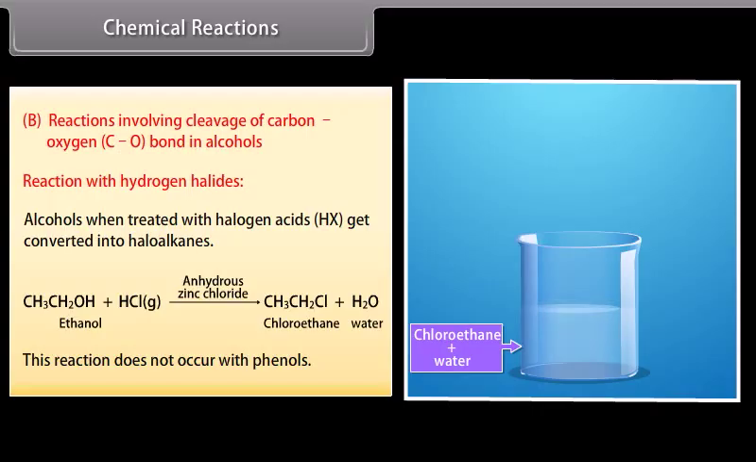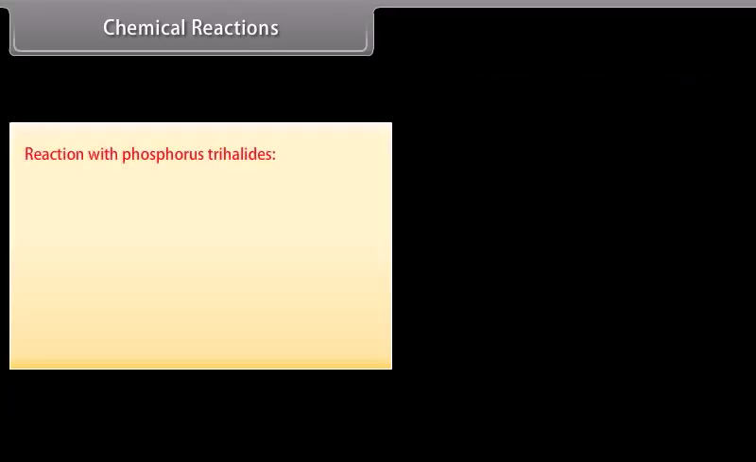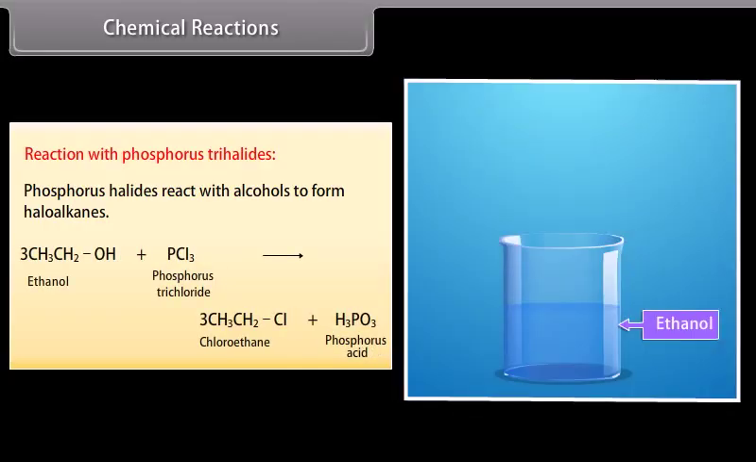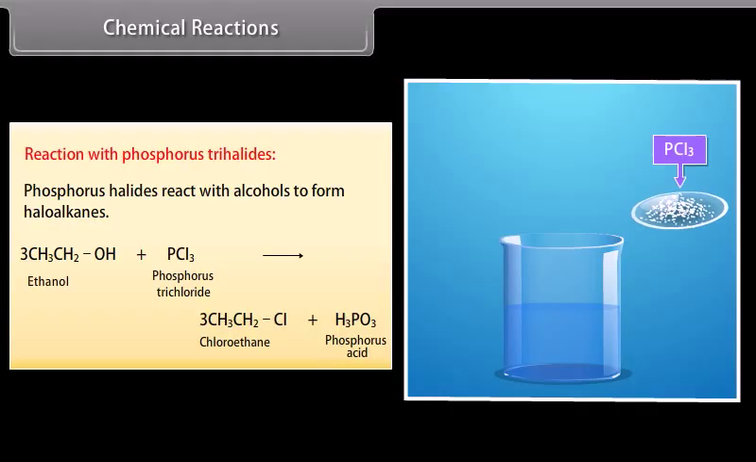This reaction does not occur with phenols. Reaction with phosphorus trihalides. Phosphorus halides react with alcohols to form haloalkanes. Phosphorus trichloride reacts with ethanol to form chloroethane and phosphorous acid.